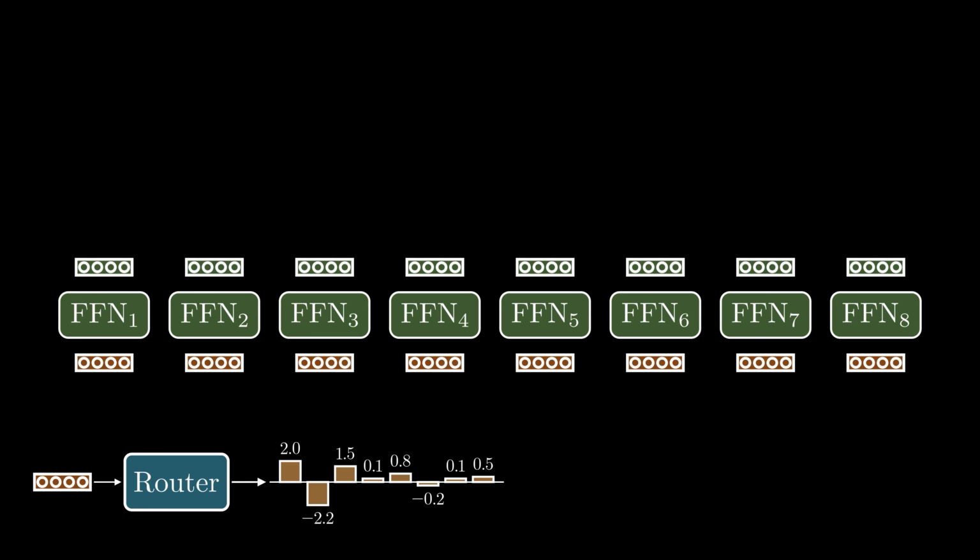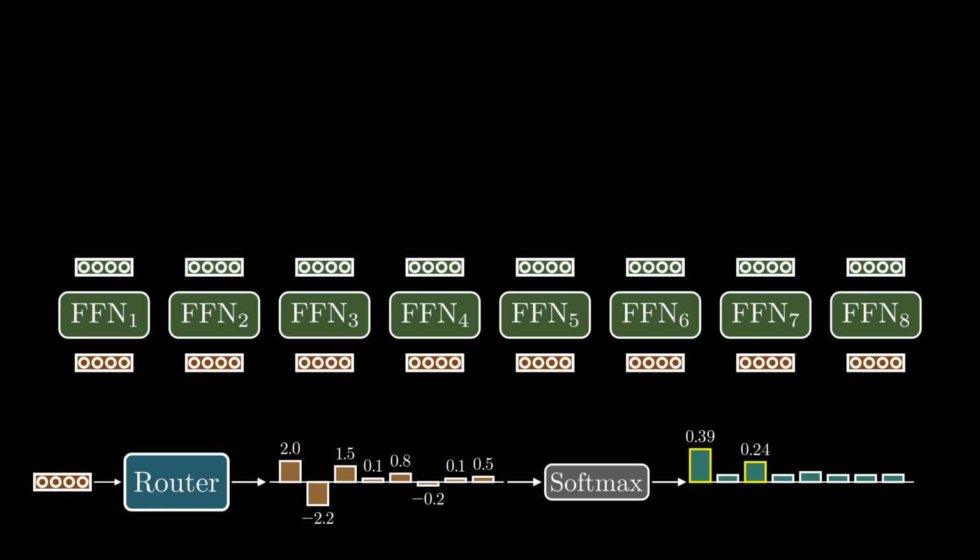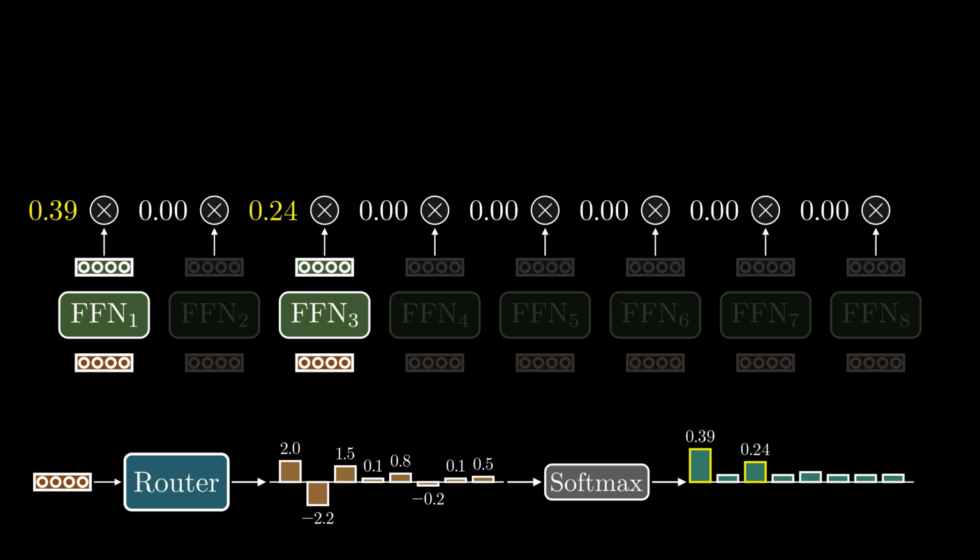Here is a simple approach. Given an input token embedding, we train a router to predict one score for each expert. In our example, this results in a vector of A numbers. We then apply a softmax function to these scores and produce a probability distribution over the experts. We select the top two experts with the highest probabilities. Next, we send the input token embedding to the selected experts for processing.